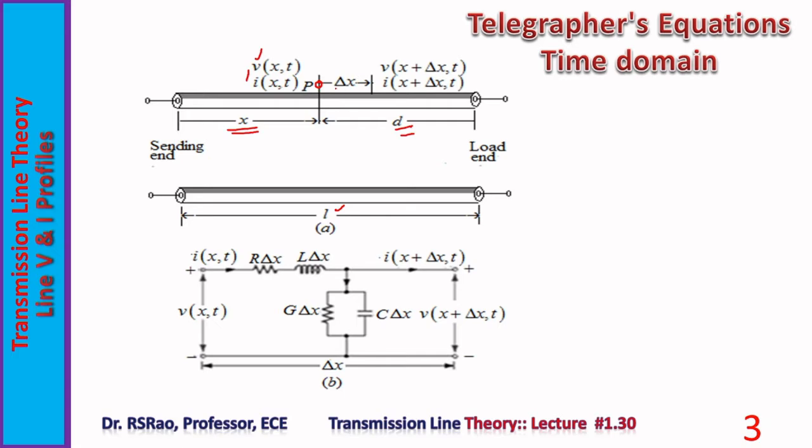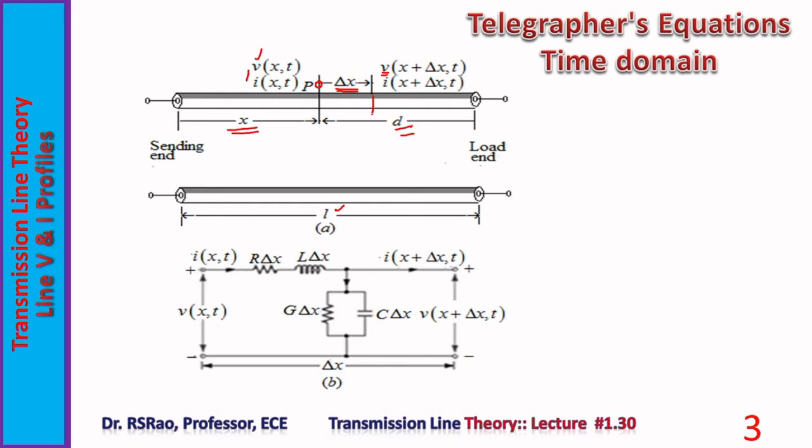Now we consider a small length, differential length delta x at point P. At x plus delta x, let us suppose voltage V is V(x+Δx,t), current is I(x+Δx,t). At P it is V(x,t), I(x,t). At x plus delta x, voltage and current are V(x+Δx,t), I(x+Δx,t).